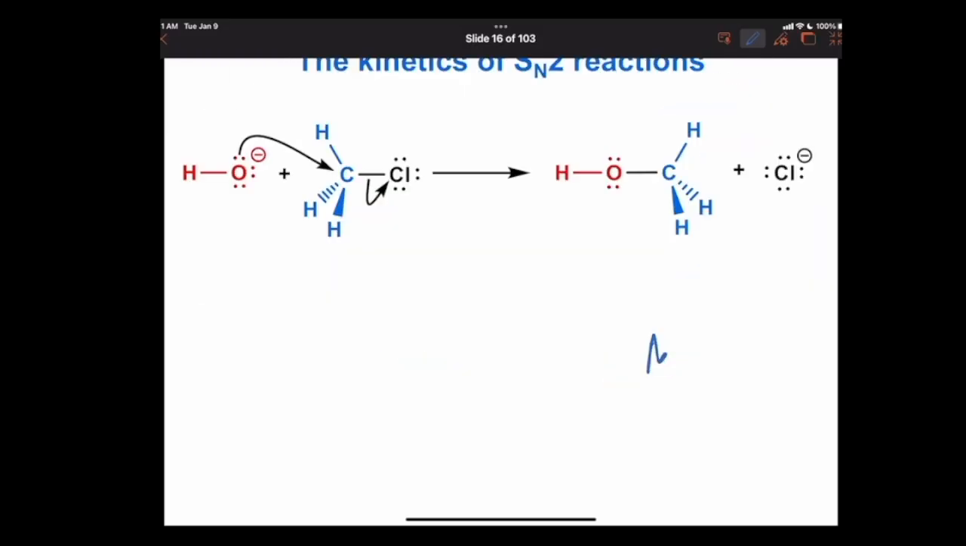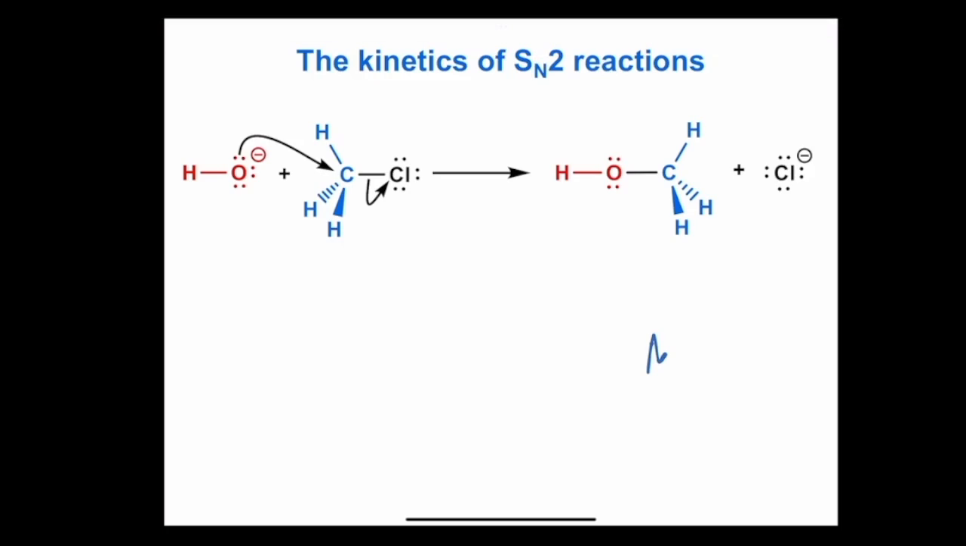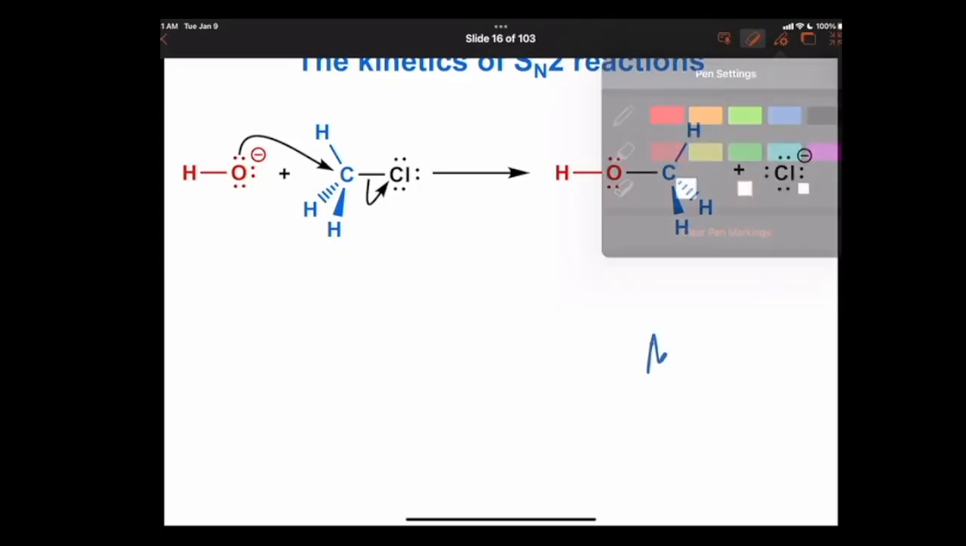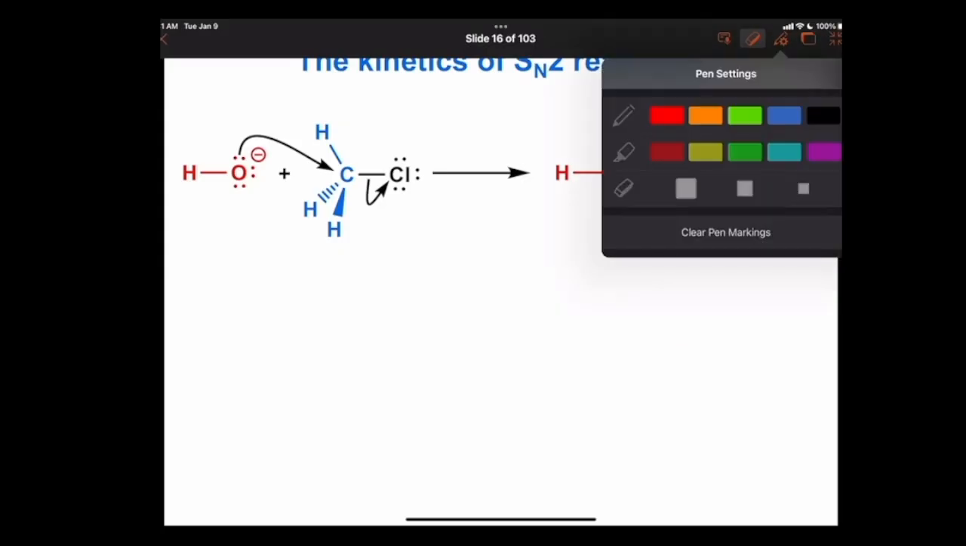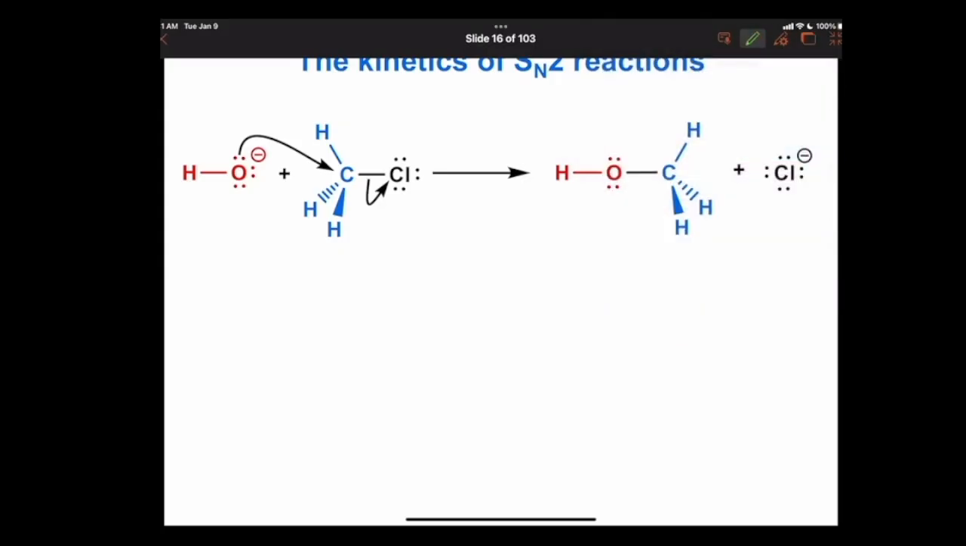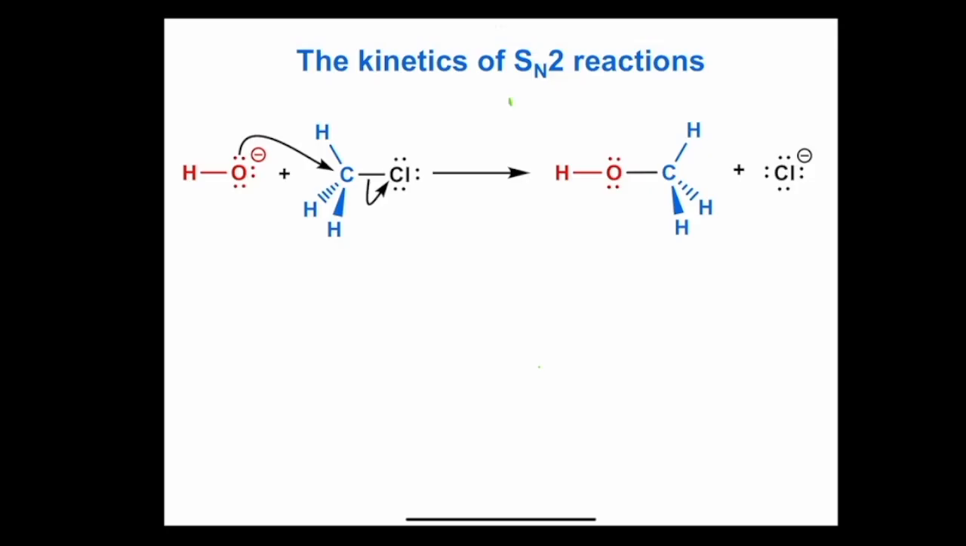So SN2 reactions, nice part about them is, mechanistically they're relatively simple. We start off with 2 species. We end up with 2 species. It happens in a single transition state. Oxygen attacks carbon. Carbon kicks out chlorine. 2 products. Okay?